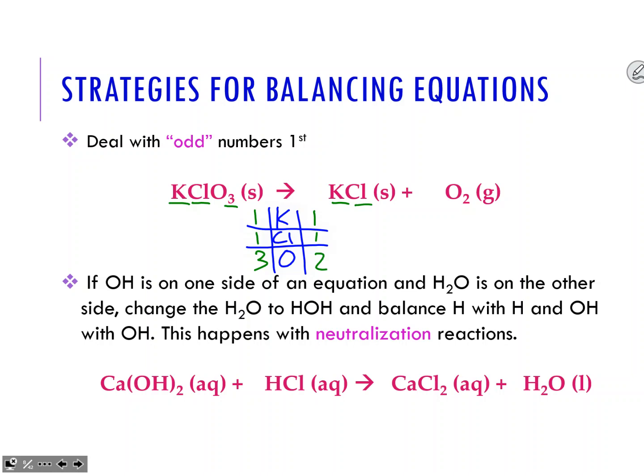So we need to go with least common multiple here. What would be a least common multiple between 3 and 2? 6. So what do we put here in order to balance? A 3, 3 times 2 gives me 6 there. What do I put here in order to balance? A 2. Now, that fixes my oxygens, but it also changes my potassiums and my chlorines. So this goes to 2, this goes to 2.